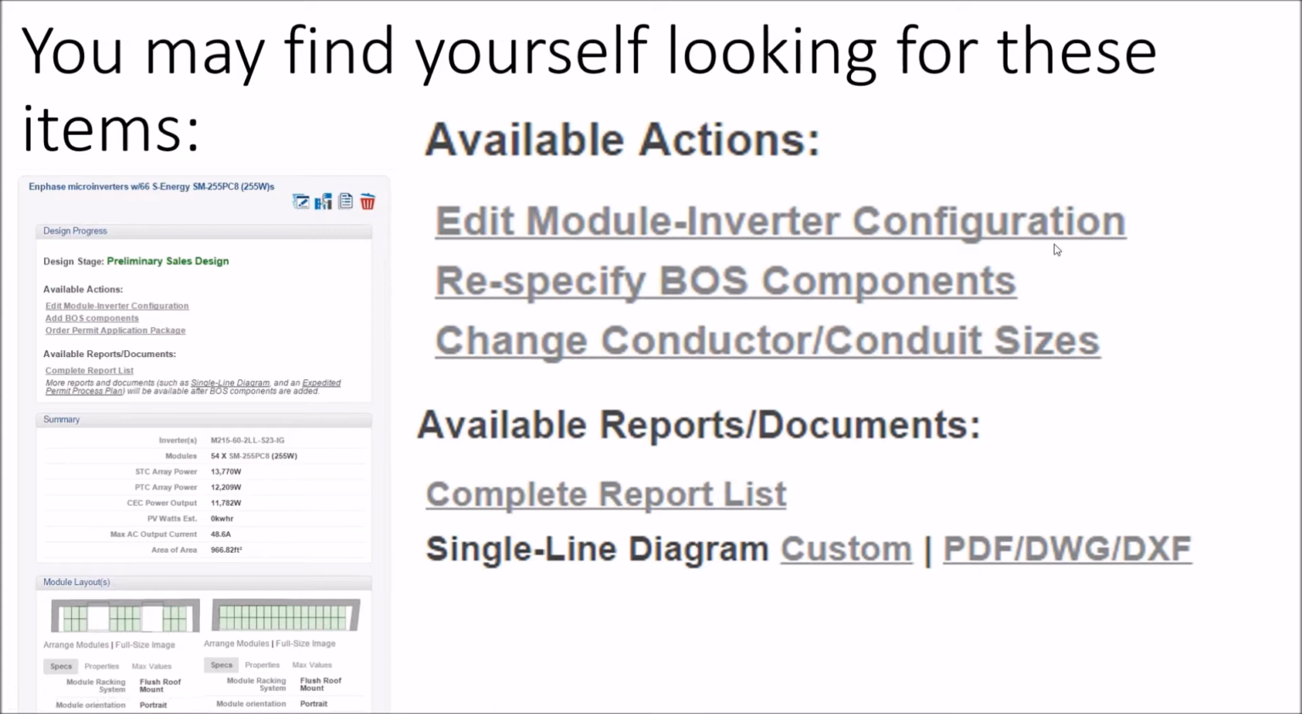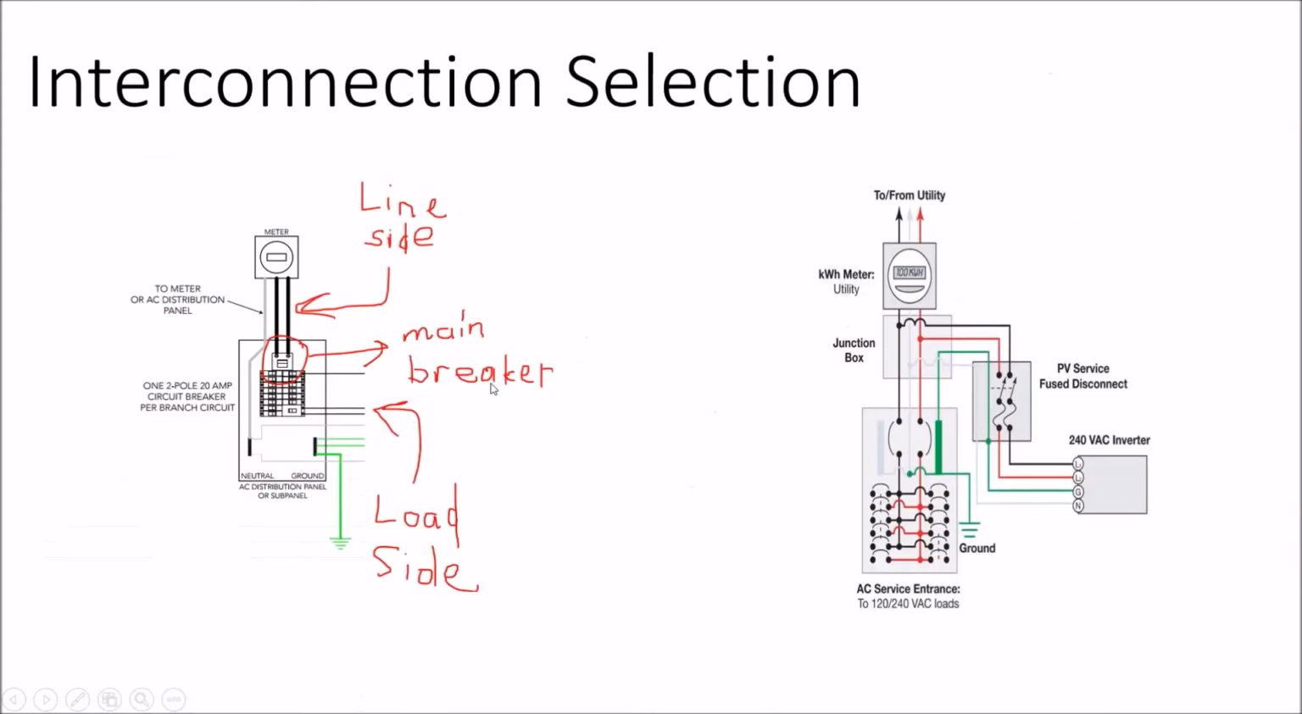So after you model your array out in Solar Design Tool, you can go back and re-edit the module inverter configuration, but then a new option pops up that'll say specify balance of system components, and when you're done with that, a new pop-up will occur that says change your conductor and conduit sizes, and you'll get report lists. So it kind of coaches you through the process. You're still going to have to decide if you want to do a load side or supply side interconnection.